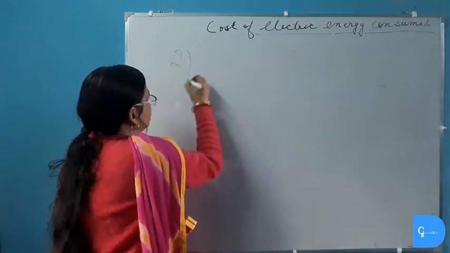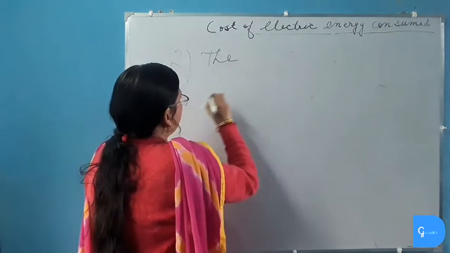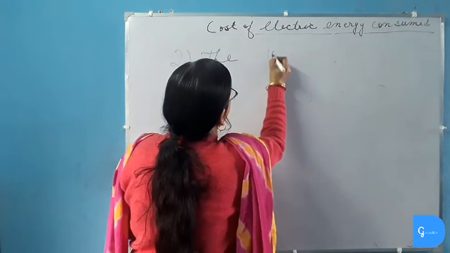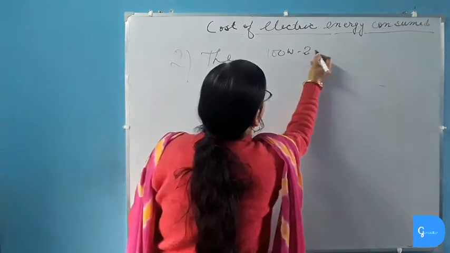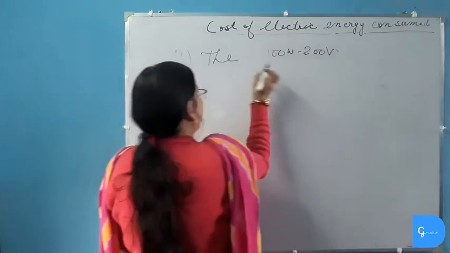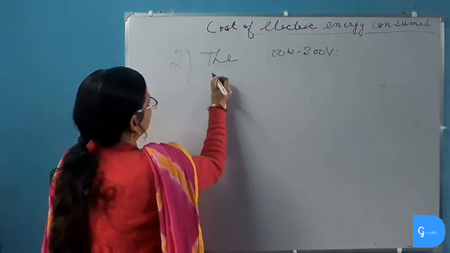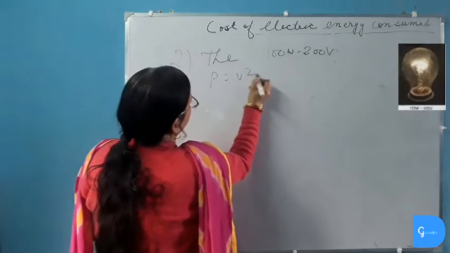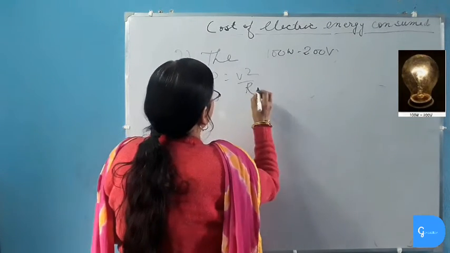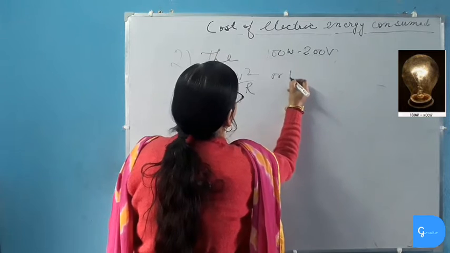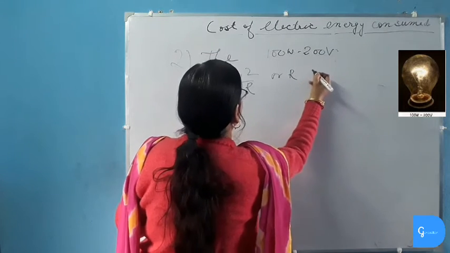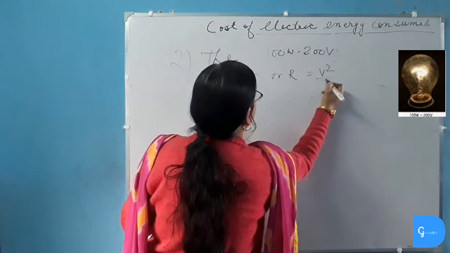Number 2, the power rating of the bulb is 100 watt, 200 volt. Find the resistance of this bulb. So we know P is equal to V squared by R, formula number 3, or R, the resistance of the bulb, will be calculated as V squared by P.